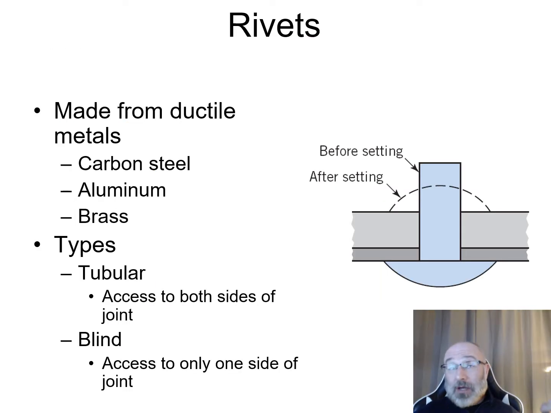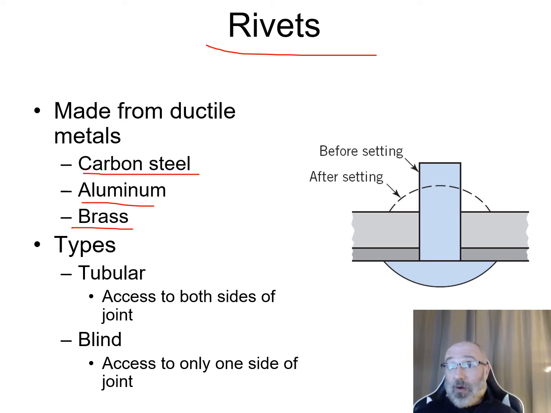So as we begin our discussion with rivets, first let's talk about them in a very general sense here and not look at any particular type. So a rivet in general is going to be made from a ductile metal. So this could be a carbon steel, aluminum, or brass. And again, different applications are going to require a different type of material.